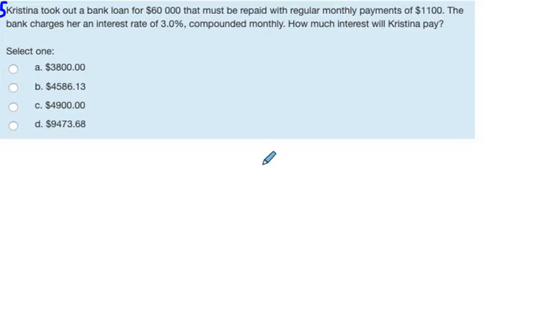In question number 5, we have a big loan of $60,000 and must be repaid with regular monthly payments of $1,100. The bank charges an interest of 3% compounded monthly. How much interest did she pay? So in this one, the important thing to understand is that we're making regular monthly payments of $1,100. We start owing $60,000. So how do we enter this in?